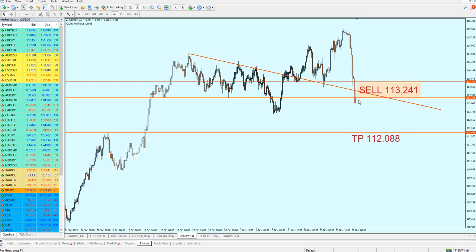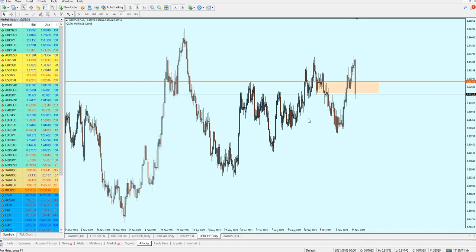Yeah, the bearish momentum is very strong. Hopefully it will work. USD CHF as well. Let's see the USD CHF.